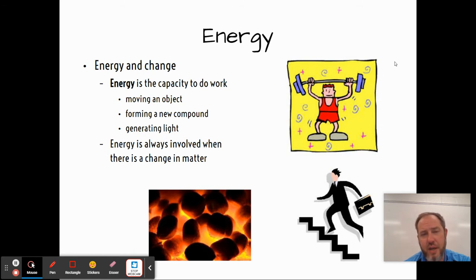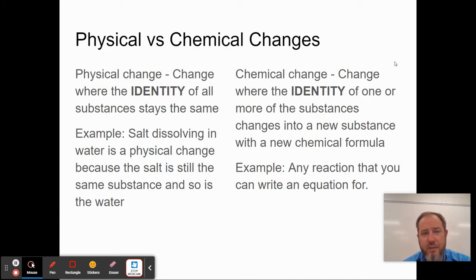So last chapter we talked a lot about how to tell if something was a chemical or physical change or not. And in this chapter, we're talking about how the energy changes in those different types of changes. In a physical change, the identity of the substance doesn't change, but in a chemical change, the identity of the substance does. So the chemical formula will change in a chemical change. The properties of the substances will change, and that is a key component of a chemical change as opposed to a physical change.